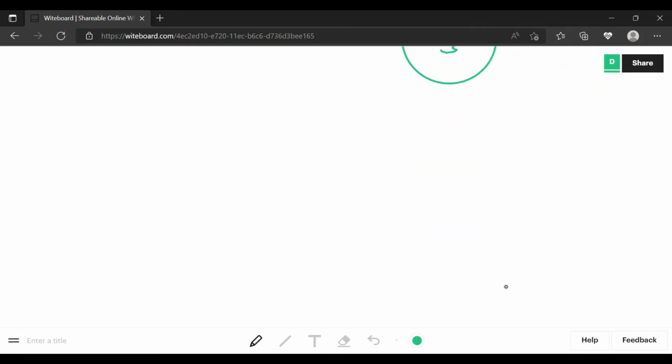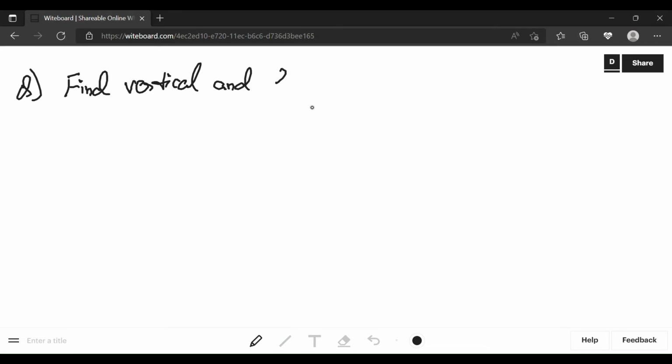Now the next question. By using limits only, you have to find the vertical and horizontal asymptote of the function. Now the equation they have given is 3x upon 6x minus 1.